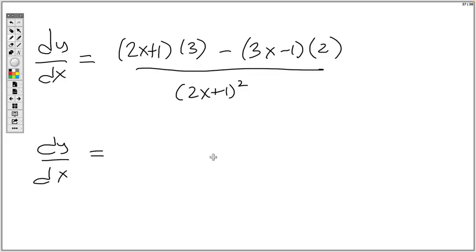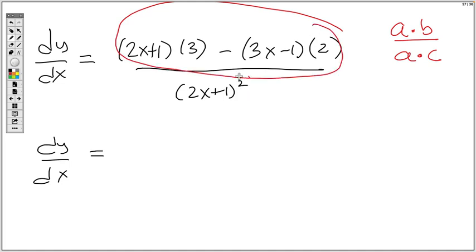Now, some of you might be a little trigger happy here, and you might want to cancel out these 2x plus 1s. Is that a legal thing to do? No. In order to cancel from numerator and denominator, it has to be a common factor of both. In other words, you would have to factor this 2x plus 1 out of both of these things, which we don't have. You follow? So we can't cancel these. That's why we always simplify numerators and keep denominators as is.